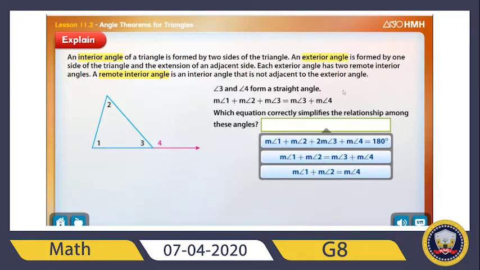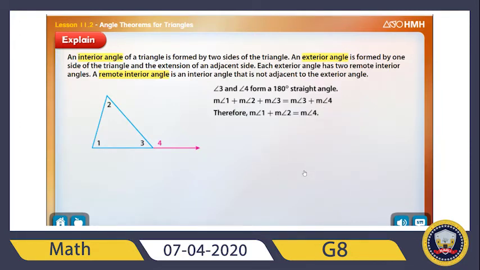Look at this equation, guys. Now, what can I say about this equation? Which one is a simplified equation of this? What I'm going to do here, look carefully. I'm going to subtract measure of 3 from both sides of my equation. So I will have measure of 1 plus measure of 2 equals measure of 4. So this is the right equation.